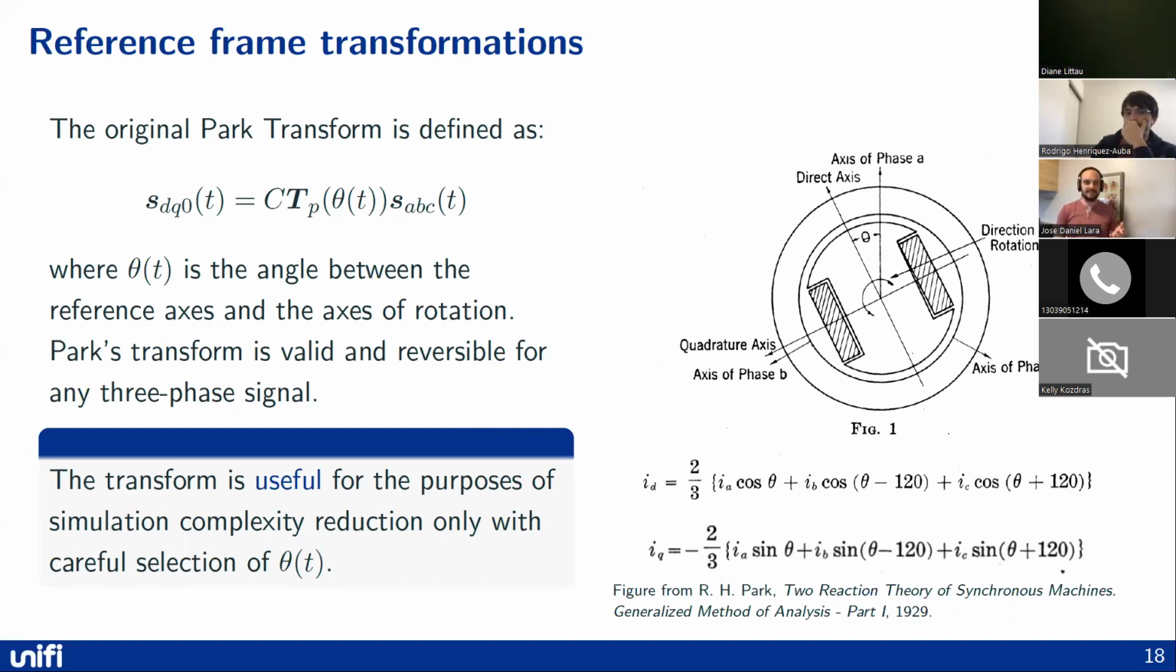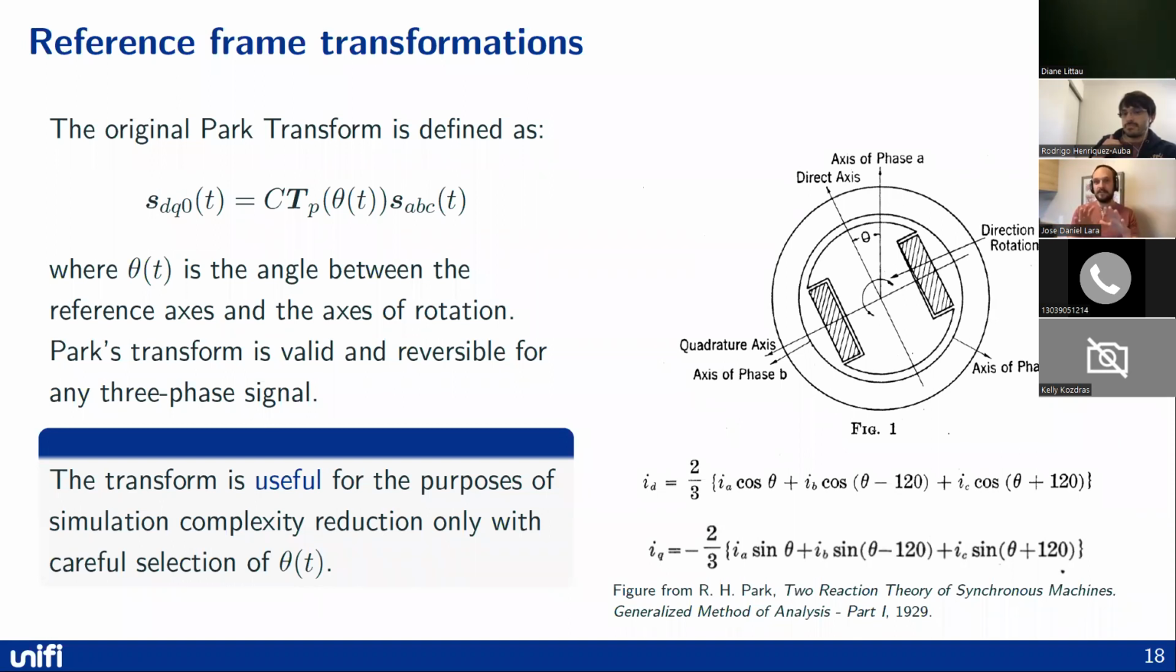And one of the things we realized is that the actual original reference frame transformation was implemented by Park in terms of the angles, because it was very much based on the physics elements of the synchronous machine. So the theory shows us that the transformation from Park can be done for any arbitrary signal, for any arbitrary angle, and you can go back and forth between it. However, for simulation purposes or for analysis purposes, the choice of the angle theta is what makes it more or less useful, right? So you can always do the transformation. Whether that's a useful thing to do or not, that's a different story.